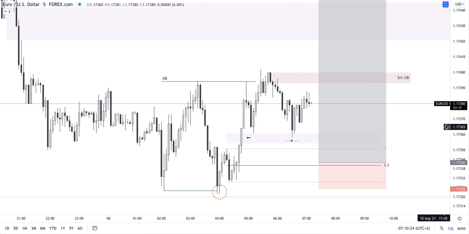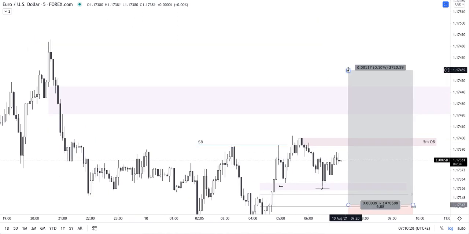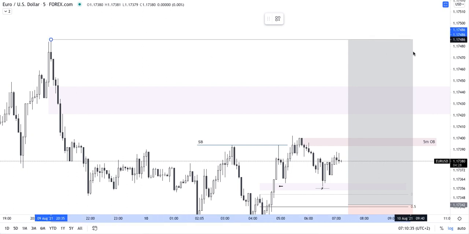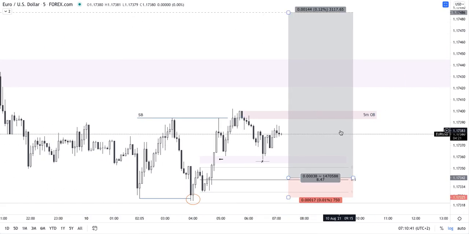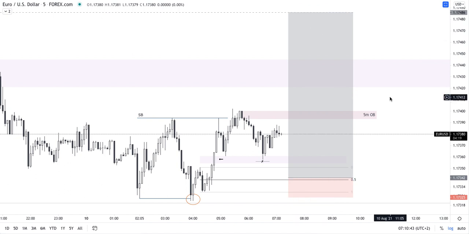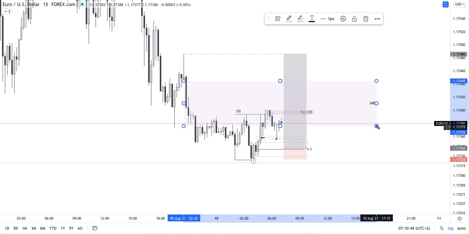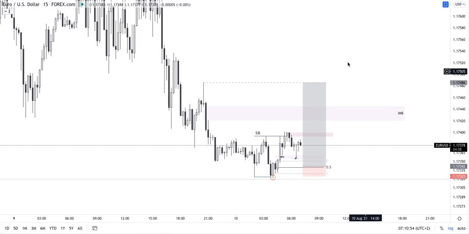Yes, so that is probably the cleanest setup that I have on EU, potentially just aiming for, I think as a start, these highs as my initial target for this trade. 14 pips is good. Let's look at the 15-minute again. Yes, so that is then my analysis for EU.